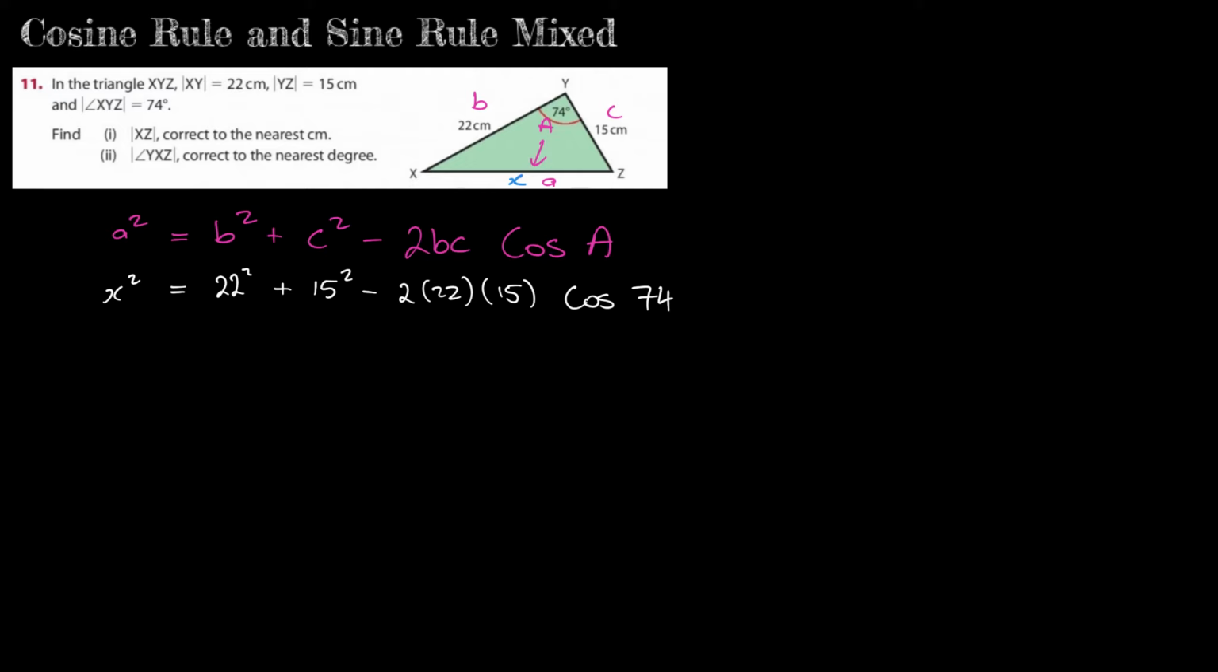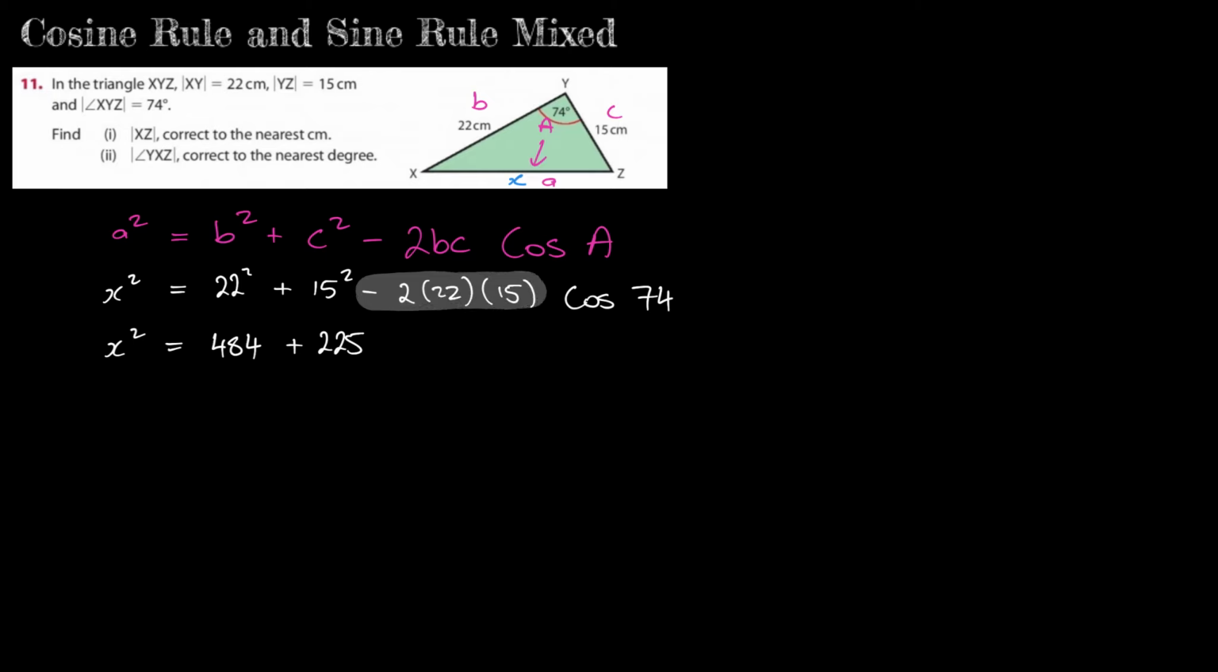Now you need to be able to simplify that. So x squared is equal to, instead of 22 squared, I'll write in 484, and I got that just by typing it into the calculator. 15 squared is 225. And now I'm going to tidy up all of this.